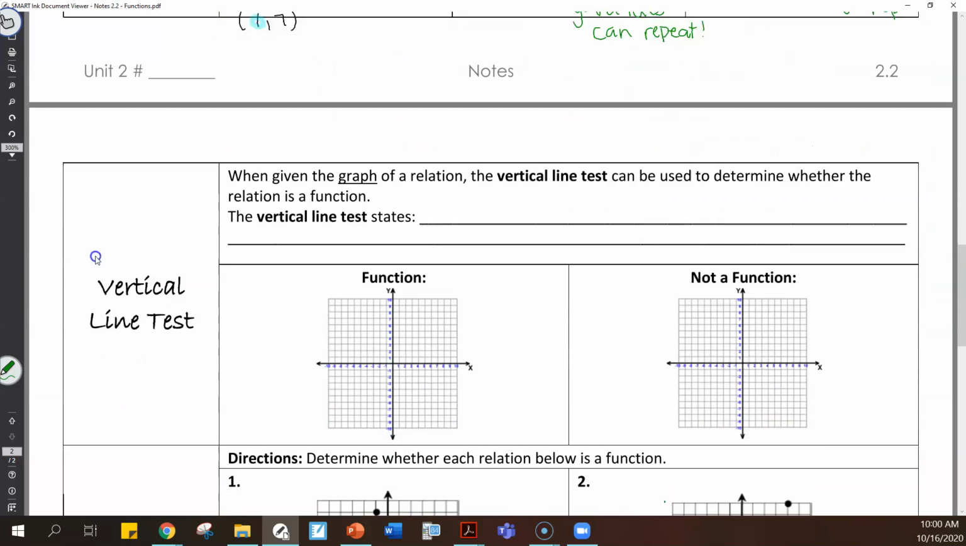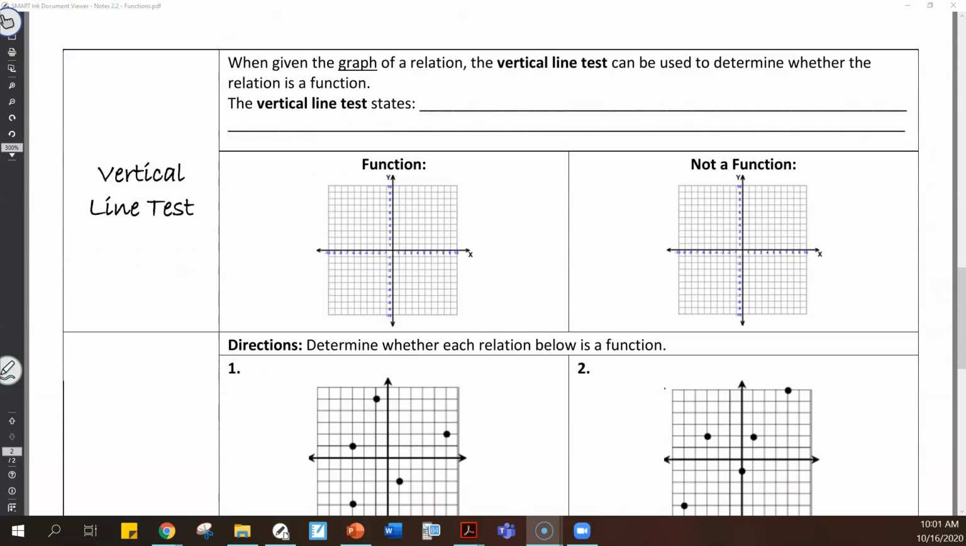The last thing we're going to talk about is the vertical line test. The vertical line test is an easy way for us to check whether graphs are functions or are not functions. So the vertical line test is used on graphs to help us determine whether it is or is not a function. The vertical line test states, if a vertical line, remember vertical lines go up and down, crosses the graph at more than one place, that relation is not a function.